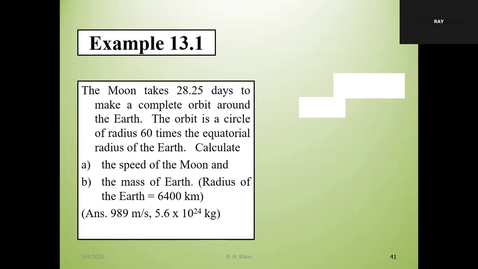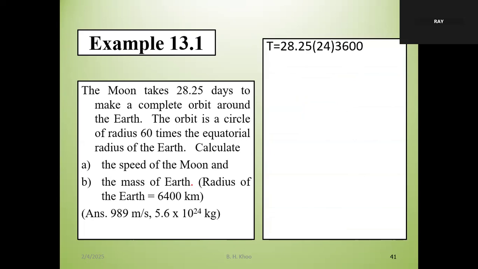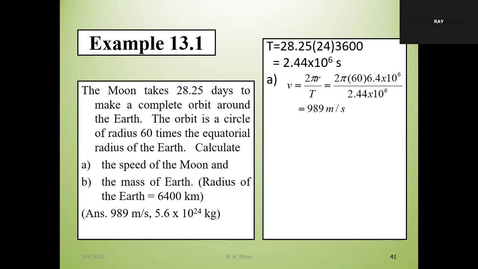How to calculate the speed of the moon? Use the formula V equals 2 pi r over t. That's right. Convert your 28.25 days to seconds, times 24 hours, and 3,600 seconds. Get that equation for the period. Then use your equation, 2 pi r over t. Put inside the equation, calculate out 989 meters per second.